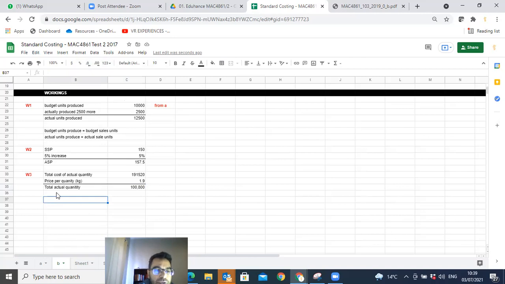Okay, so remember, what I'm doing now, highlighted in yellow, you don't need to do it. I just want to show you something. So actual units produced is 12,500. So this will tell you how many kgs are used per unit on average.